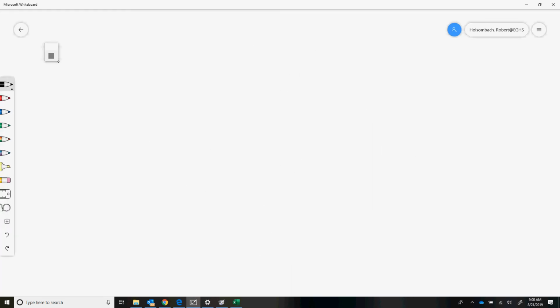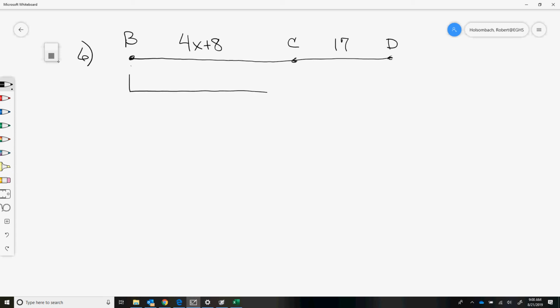Number 6. Same exact type of problem, just different values. Along your number line or your segment line, you've got B, C, D. B to C is 4x plus 8. C to D is 17. And B to D is 6x. You are asked to find BD.